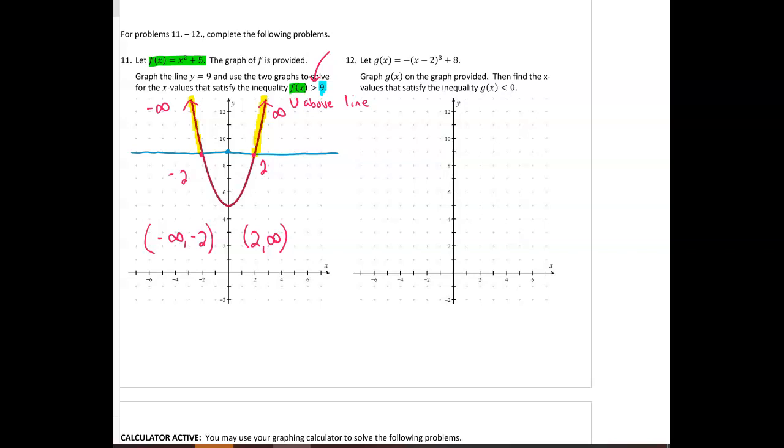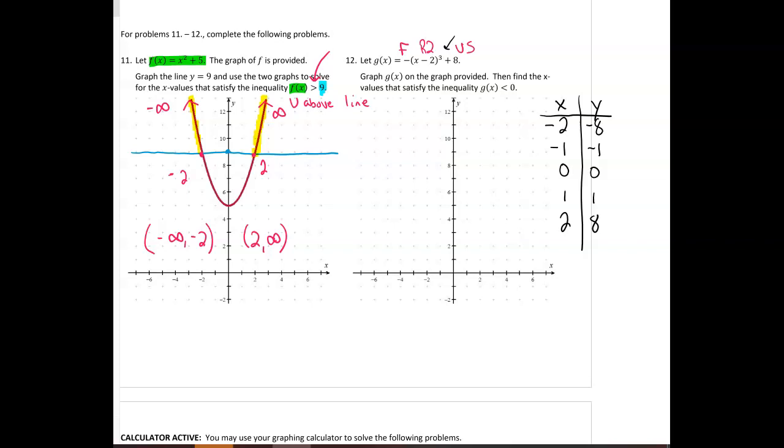All right, the next one. So we will actually have to graph. So this is a cubed, so just to note that these are the points for cubed. And we do have a flip. We will be going right 2 and up 8.